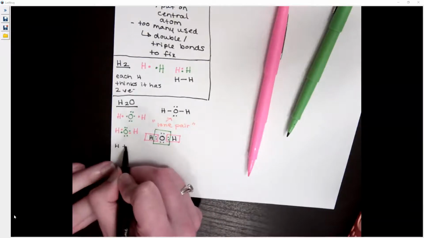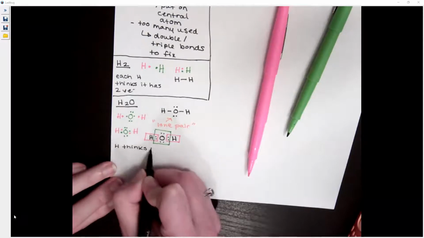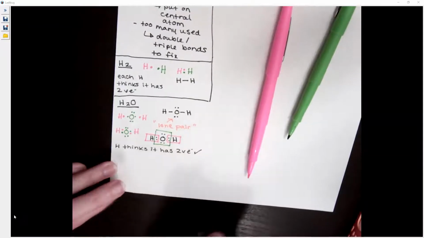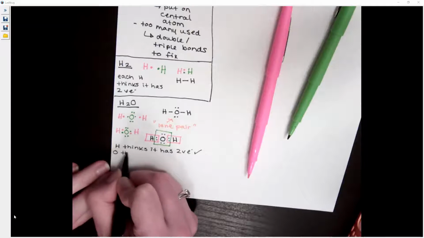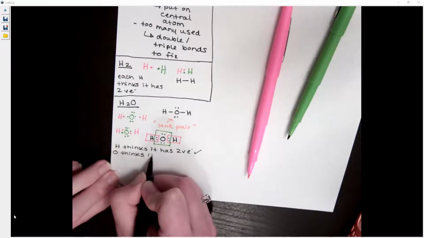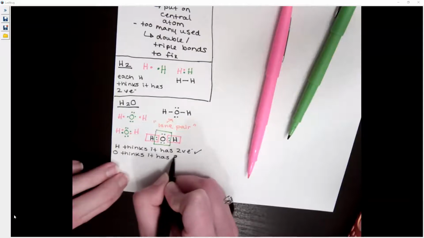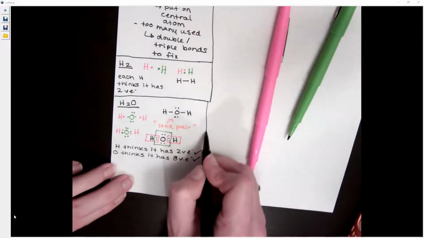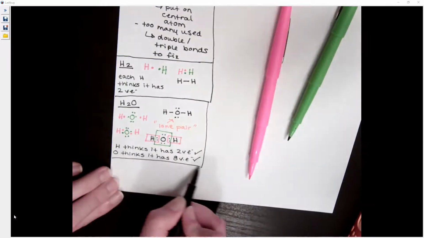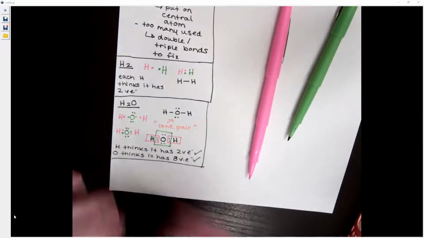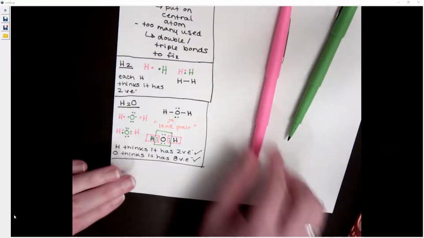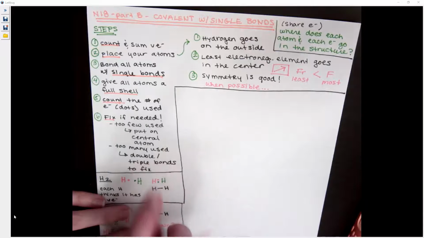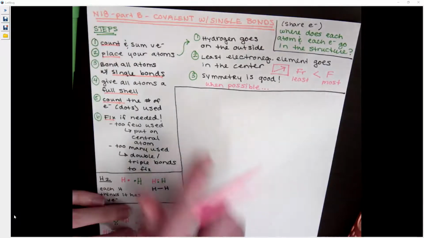Hydrogen thinks it has 2, which is good, that's what it wants. And oxygen thinks it has 8 valence electrons, which is good. That's what it wants. Okay. Next, we're going to do a couple, and I'm going to walk us through this list of steps as we do it, so you can see how I'm getting to the structure again. All right.